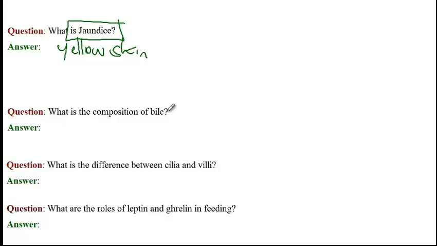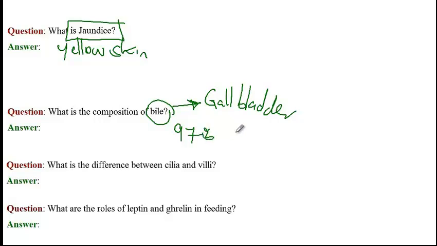Next question, what is the composition of bile, which is secreted by what organ? Gallbladder. All right, so basically bile is mostly composed of water, so about 97% of bile is water. Then a small proportion of it is made of bile salts, which are required for emulsification of fats.